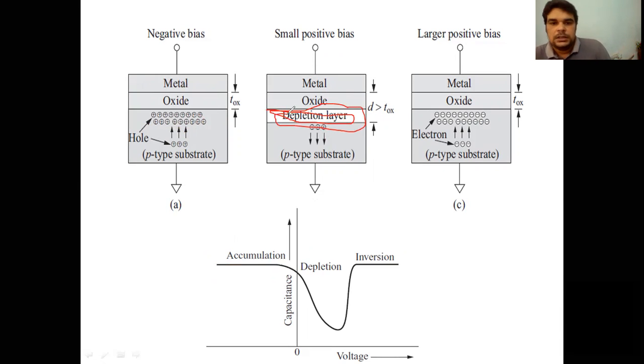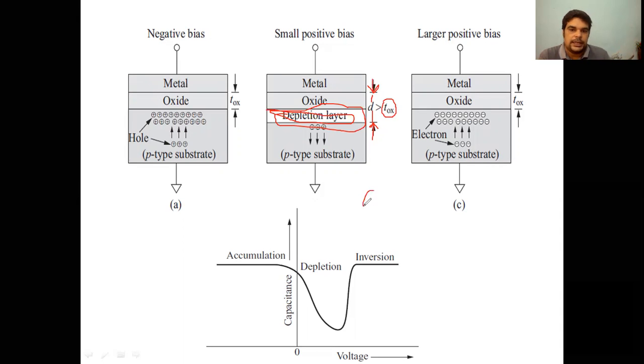Due to this depletion region, the effective material between the two plates of the capacitor has a width d, which is obviously greater than the width of the oxide layer.